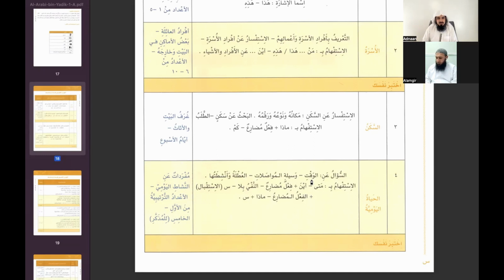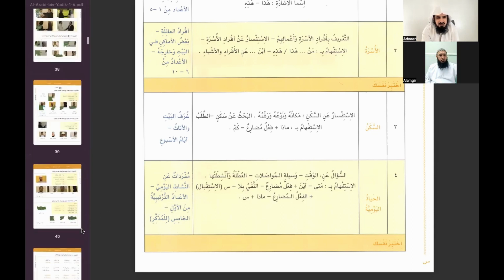Okay, right? Then you got al-istiqbal. Istiqbal is like to welcome somebody. Then you got plus الفعل المضارع وماذا والسين. Oh, sorry, السين للاستقبال. They're referring to seen for the future, but the word استقبال does come from that. So seen, and you can use sofa. They'll show you the differences with those, inshallah. And then you've got some vocab. مفردات عن النشاط اليومي. الأعداد الترتيبية من الأول إلى الخامس للمذكر.